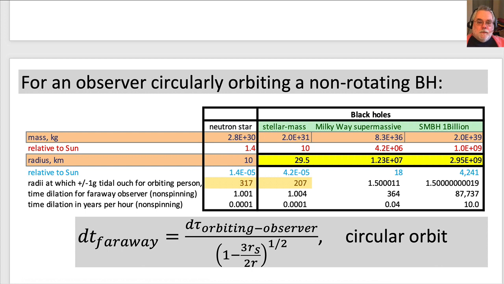The Milky Way supermassive black hole is rotating slowly, but even if it were not, a human observer could theoretically safely orbit so close, this distance, that time dilation and gravitational redshift would be 364. Time passes 364 times faster for the faraway observer and the Earth than for our orbiting observer.